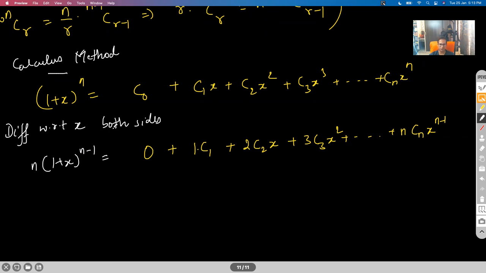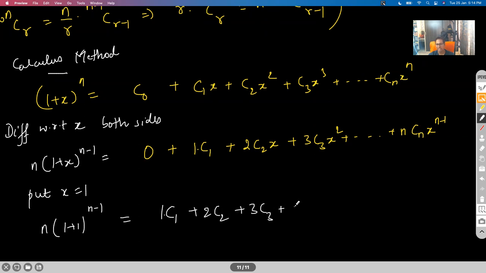Right? Now, in order to make this x vanish from both the sides, put x as a 1. So when you do that, on the left hand side, you get n into 1 plus 1 to the power n minus 1, whereas the right hand side will give you 1 times C1, 2 times C2, 3 times C3. In short, it gives you the required series. That means the required series becomes n into 2 to the power n minus 1. And that's what we wanted to prove.